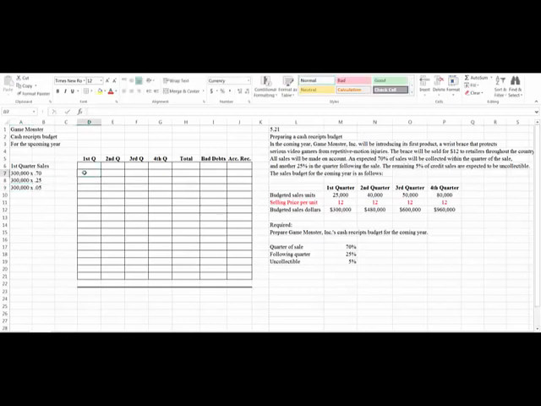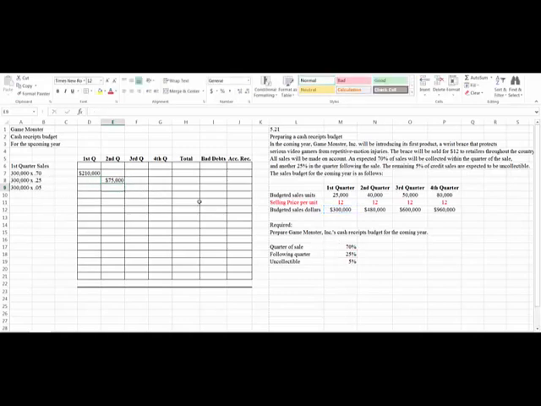Okay, so now let's decide where they're going to go. So our first quarter sales will be collected 70% in the quarter of sales. So this is going to be equal to our first quarter sales, 300,000 times 70%. And then remember this, the first quarter sales will also be collected in the second quarter, and that's going to be the 25%. So this is going to be equal to 300,000 times 25%.